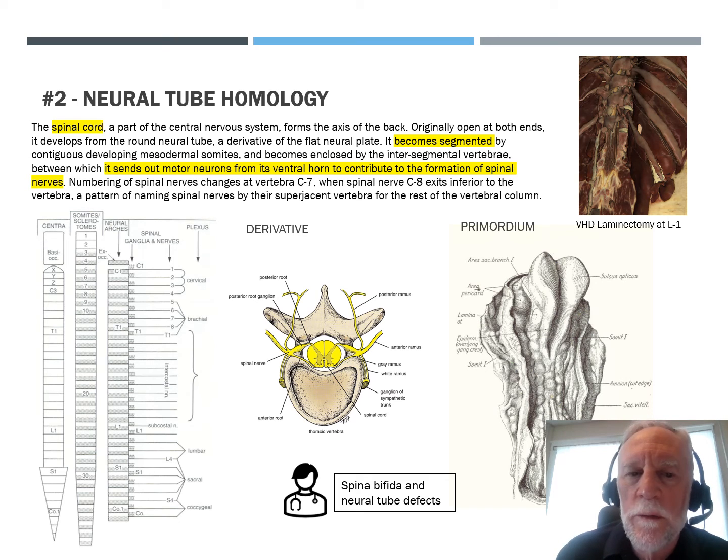Numbering of spinal nerves begins with C1, the suboccipital nerve, and then changes at C7, when spinal nerve C8 exits inferior to the vertebra, a pattern of naming spinal nerves by their superjacent vertebrae that continues for the remaining segments of the vertebral column. Clinical correlates for this part of the laboratory include spina bifida and neural tube defects.